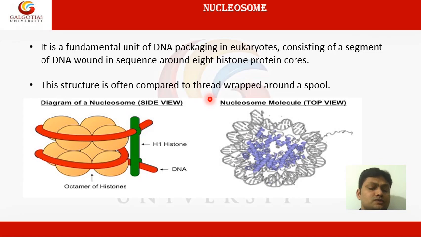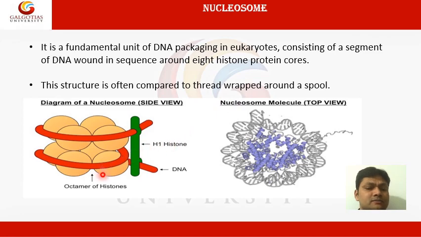Now the nucleosomes. You can see that the nucleosome is the fundamental unit of DNA packaging inside the eukaryotes. This nucleosome consists of a segment of DNA, and this DNA remains bound in sequence around the 8 histone proteins, and these proteins remain in sequence, which is clearly seen in the diagram. And this structure is often compared to thread which is wrapped around a spool.